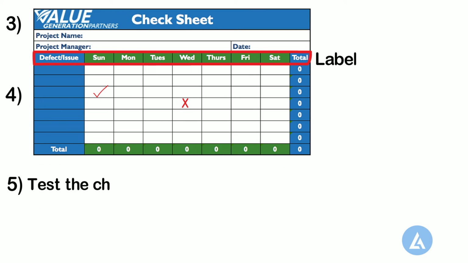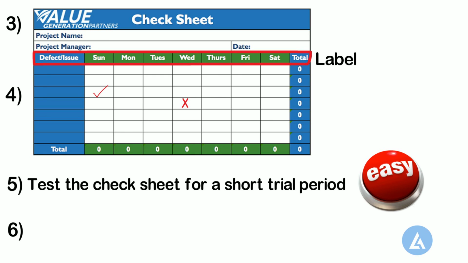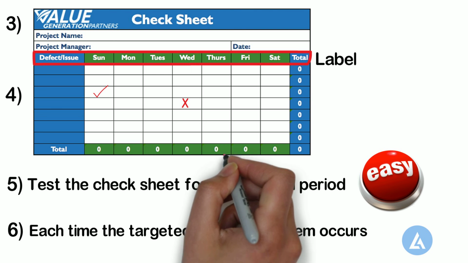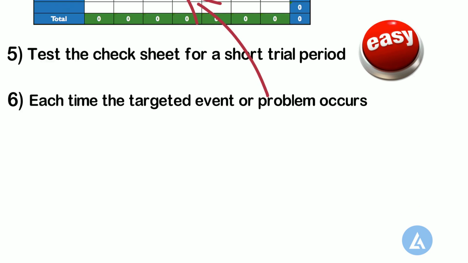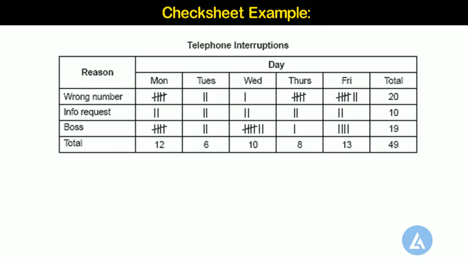5. Test the check sheet for a short trial period to be sure it collects the appropriate data and is easy to use. 6. Each time the targeted event or problem occurs, record data on the check sheet. Check sheet example. The figure below shows a check sheet used to collect data on telephone interruptions. The tick marks were added as data was collected over several weeks.